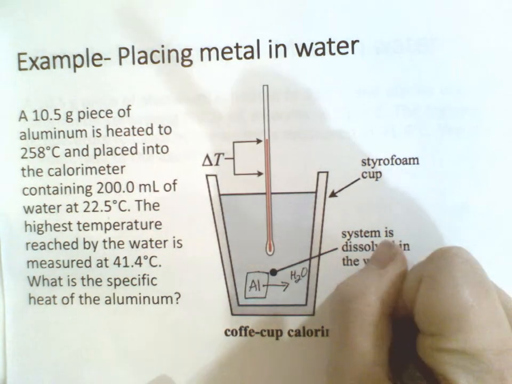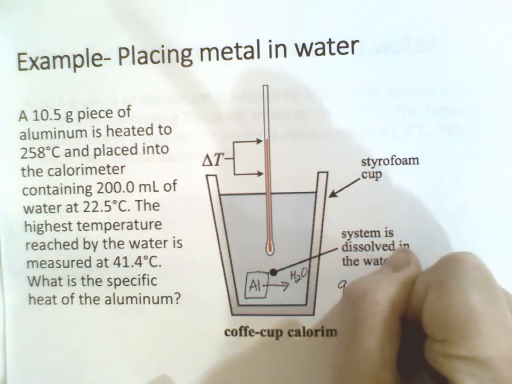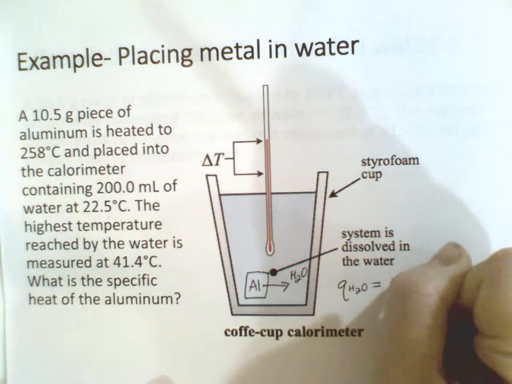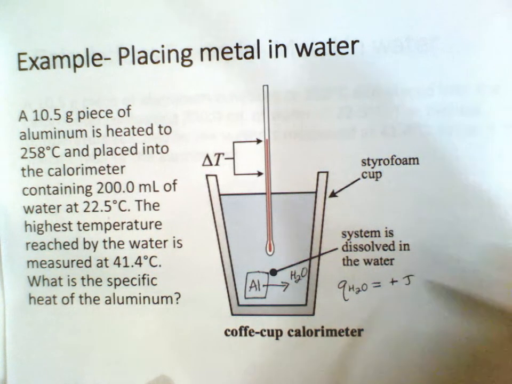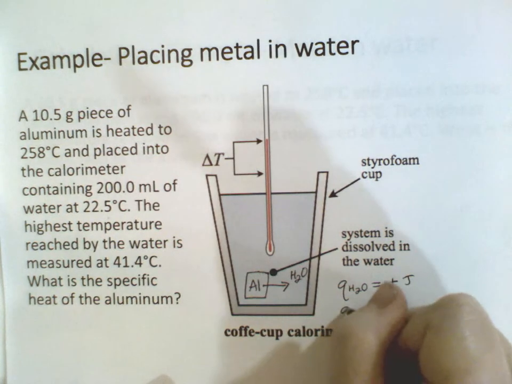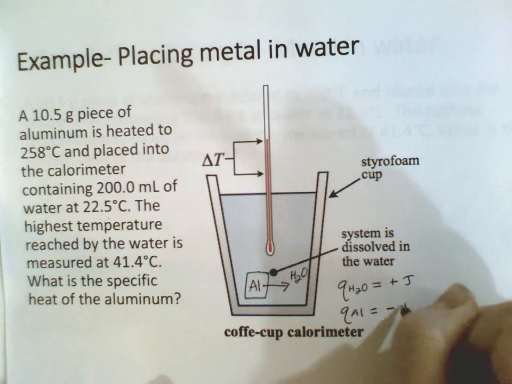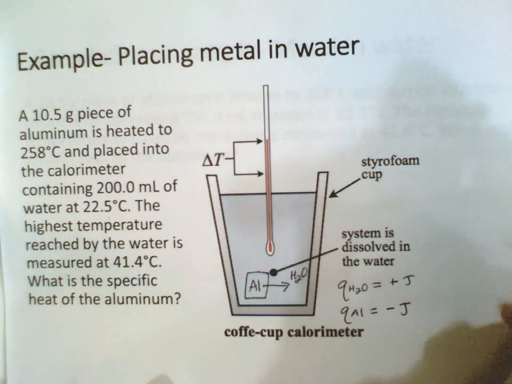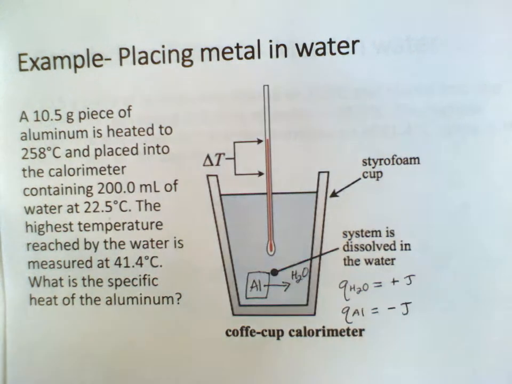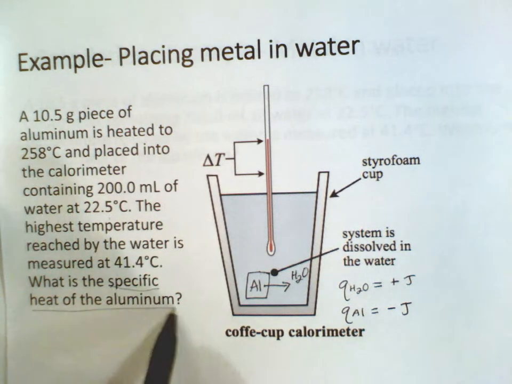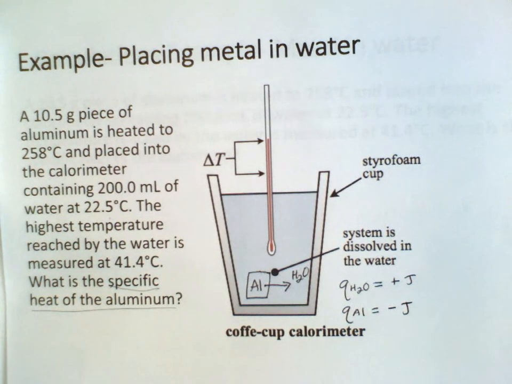If we were thinking about our Q values, the Q of the water would need to be positive, so it's positive something joules, and our Q of our aluminum would have to be negative because it's losing energy. But these two values are equal to each other. So if we can calculate one, we can find the other. Now our goal in this question is to find the specific heat of our aluminum. So we're going to look at how we actually calculate this answer here.